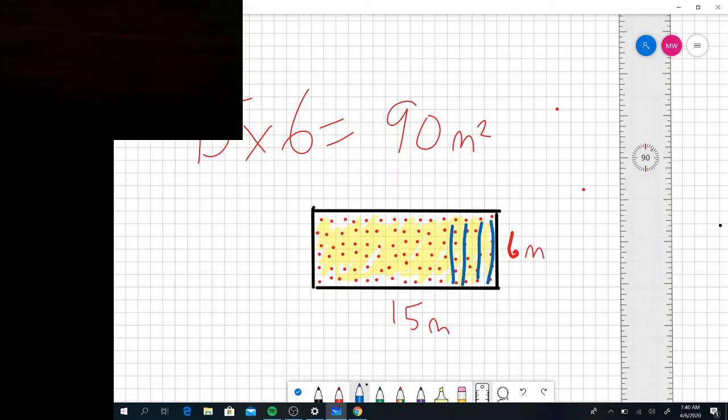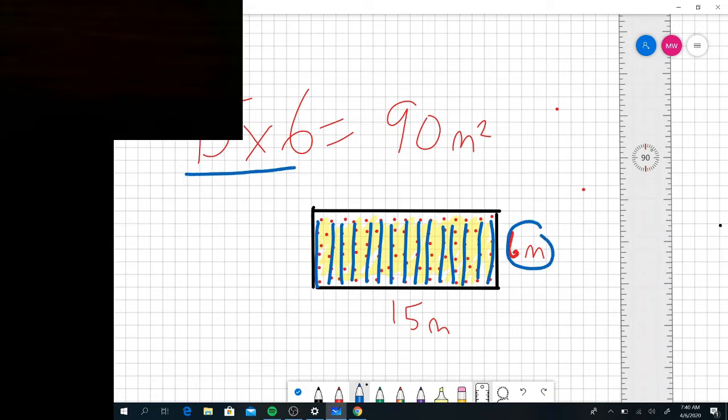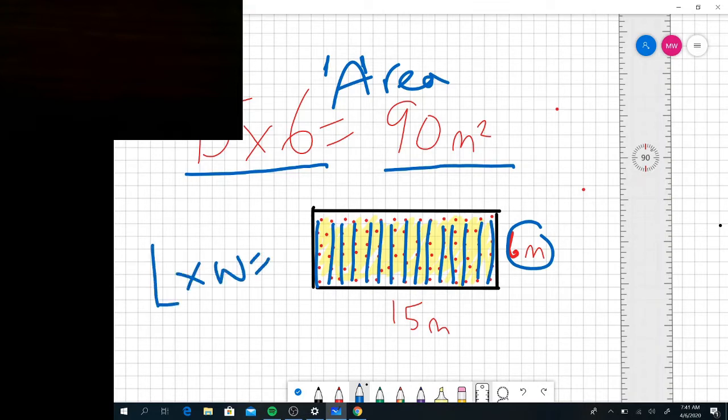So if we look on our actual box here, this would be 1 group of 6, 2 groups of 6, 3 groups, and so on up to 15 groups of 6. 15 times 6 equals 90 meters squared. Can't forget the squared, that's incredibly important. So the area is 15 times 6, one side times the other side, the length times the width. Length times width equals area. 15 times 6 equals 90.